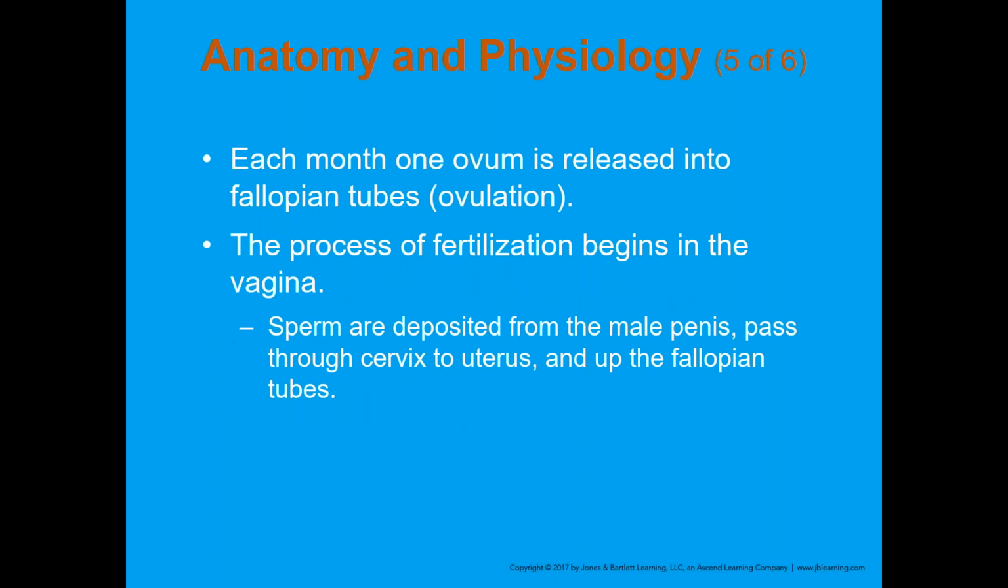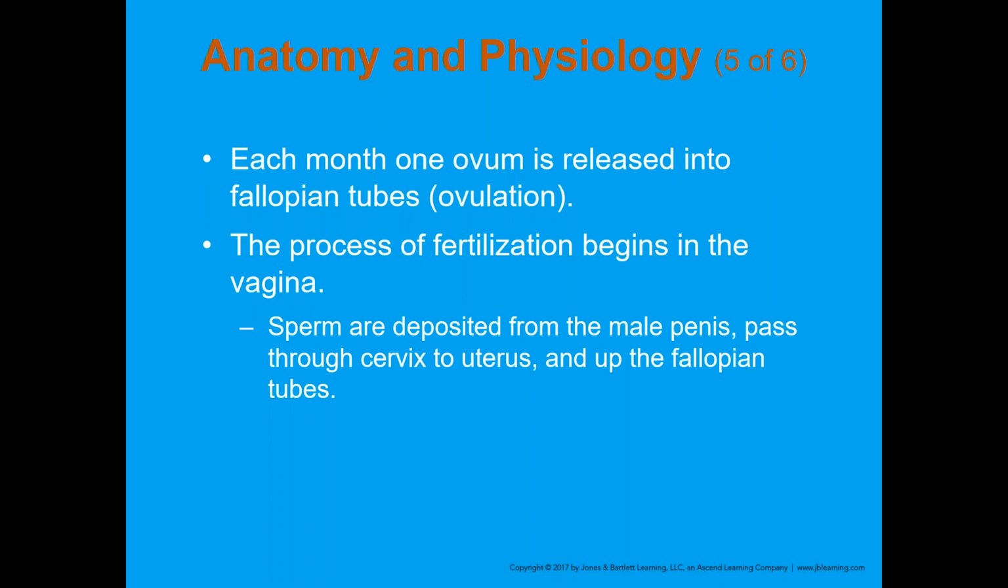Every month, one ovum is released into the fallopian tubes. That is when ovulation happens. The process of fertilization begins when sperm are deposited into the vagina, and they pass through the cervix up into the uterus and actually will fertilize that egg in the fallopian tubes. If that egg happens to implant in the fallopian tubes, we'll talk about what that will present us with as far as a problem.